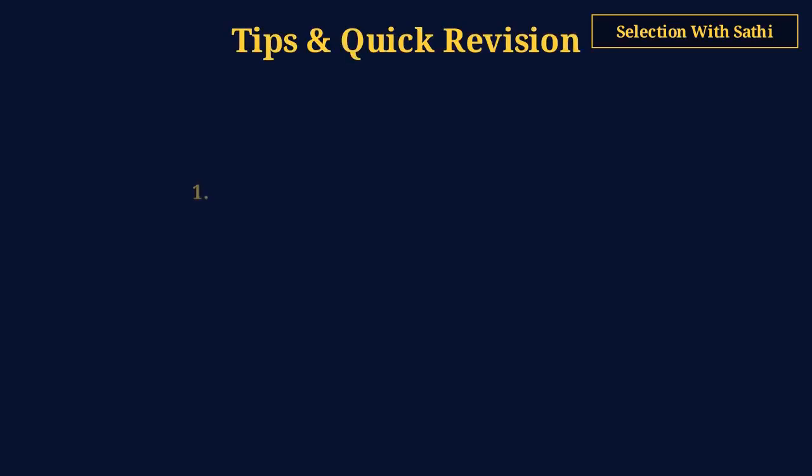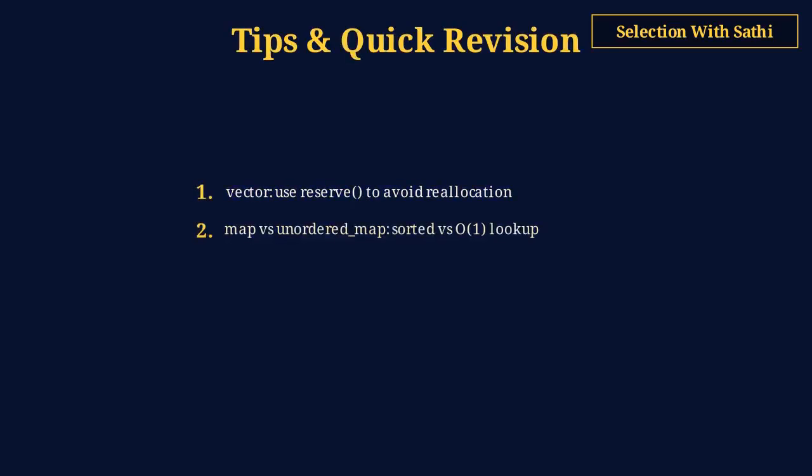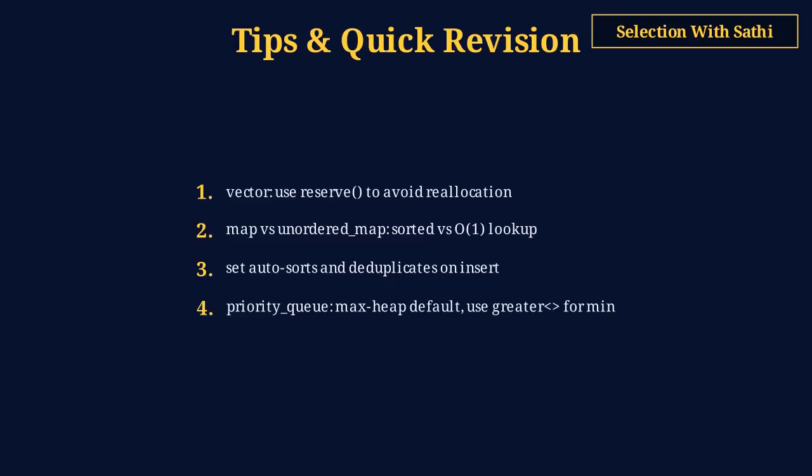Quick tips. Tip 1. Use v.reserve(n) to pre-allocate vector capacity when you know the size, avoiding reallocation overhead. Tip 2. Prefer unordered_map over map when you don't need key ordering. O(1) beats O(log n). Tip 3. For a min heap, remember, priority_queue with greater<int>, greater gives smaller first. Tip 4. Sort uses introsort, which guarantees O(n log n). Use stable_sort when equal elements must keep their original order.